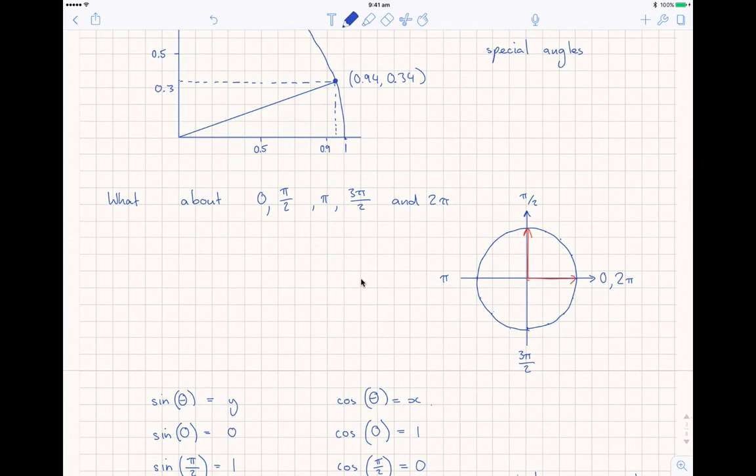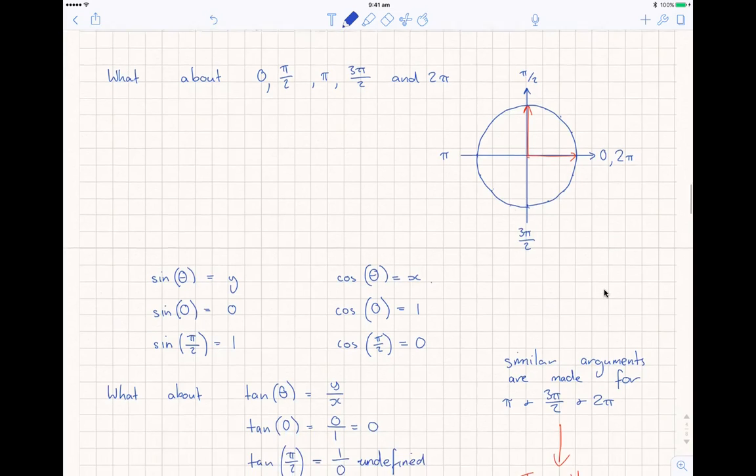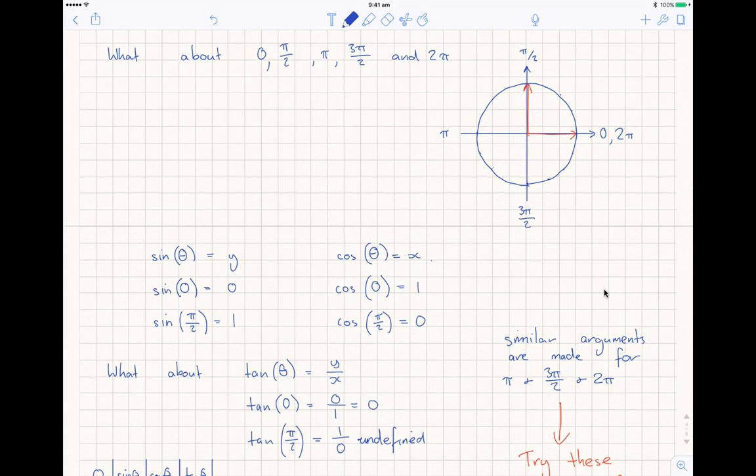What about those other angles that I gave you, which are those special angles that are right on the coordinate axis? So 0, pi on 2, pi, 3 pi on 2, and of course 2 pi. Well, 0 and 2 pi are equal angles. They're equivalent. They're in the same place. It's just that one's 0, one's 2 pi. So let's consider what we'd actually get. Sine of theta, of course, is our y value.